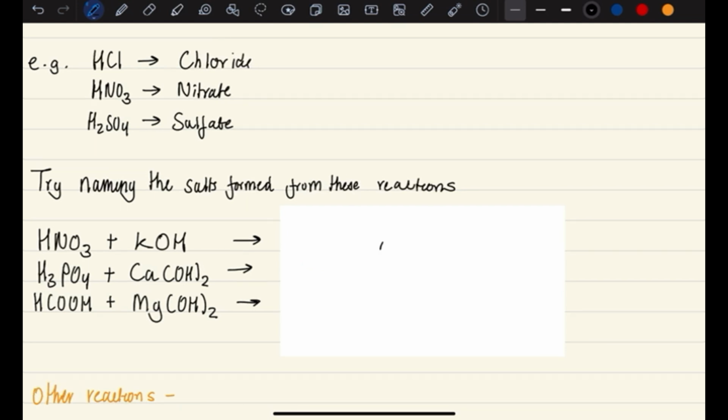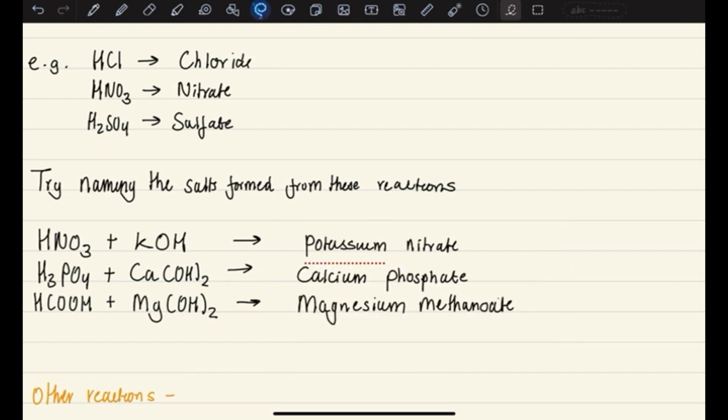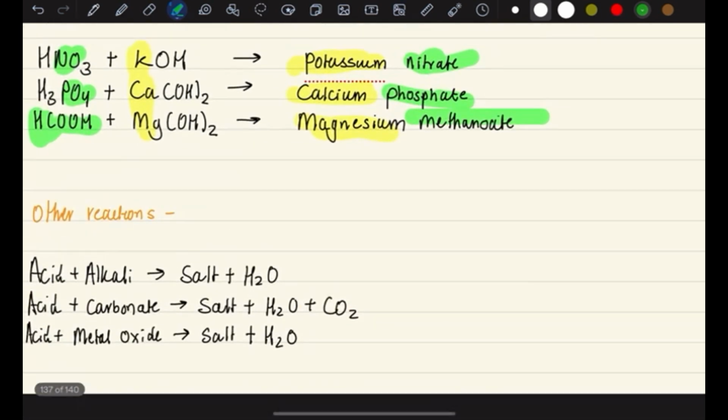Okay, so if I remove this now, you'll see potassium nitrate, calcium phosphate, magnesium methanoate. So as you can see, if we do some highlighting here, you look at the metal that's here, that gives you the metal that's here. If we change to a different color, nitric acid, nitrate; phosphoric acid, phosphate; methanoic acid, methanoate, yeah? Just be aware of those kind of things.